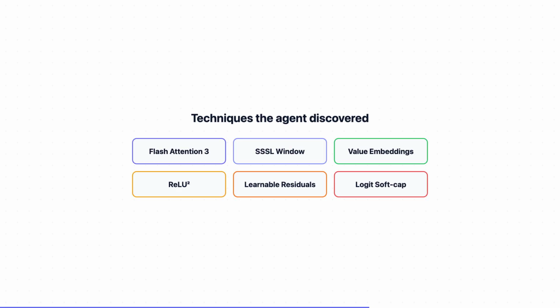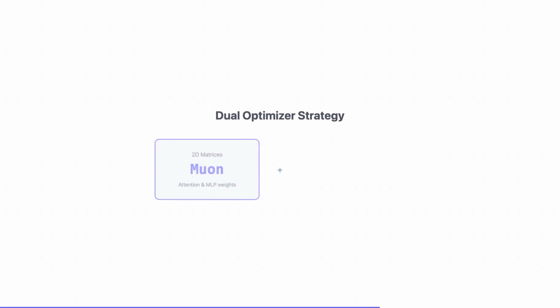Activation function is ReLU squared. We are using learnable residual scaling, and logit soft capping at 15% is used to prevent any single logit from exploding during training. Now the optimizer. Autoresearch uses a hybrid optimizer called Muon AdamW.